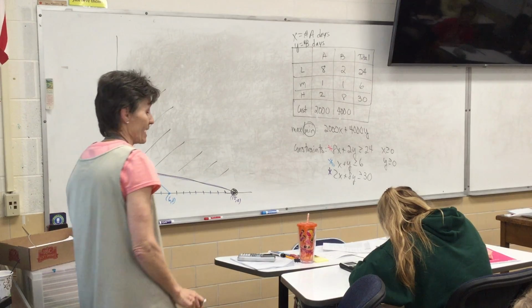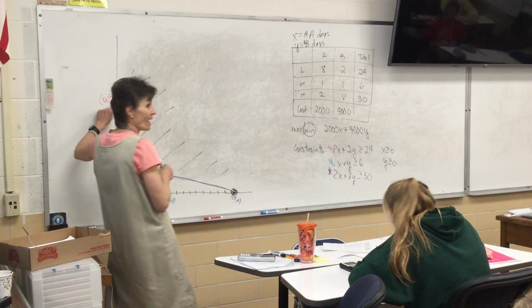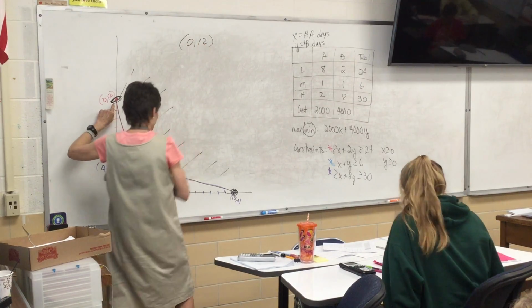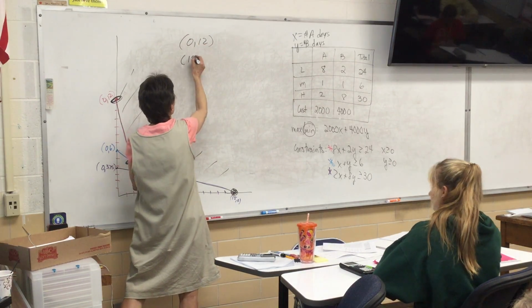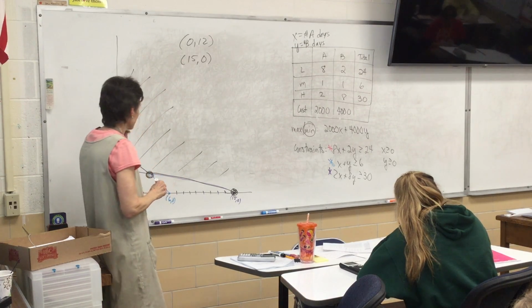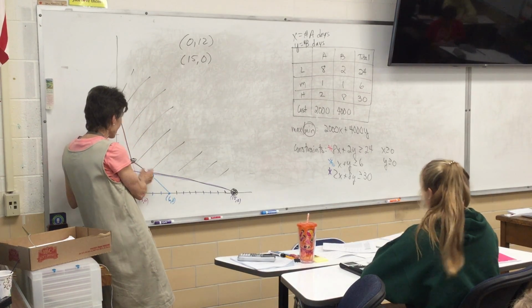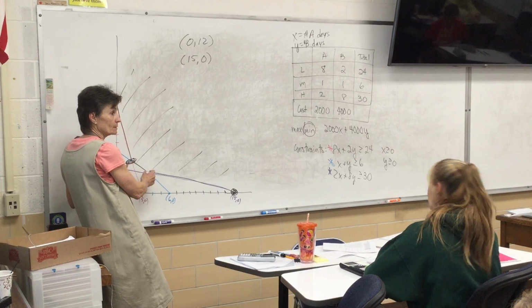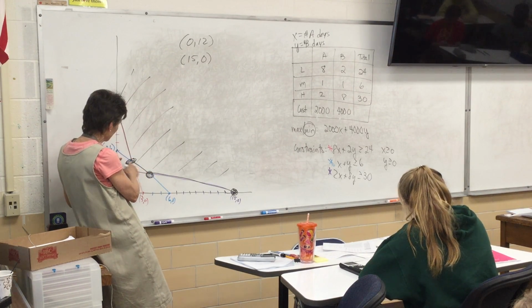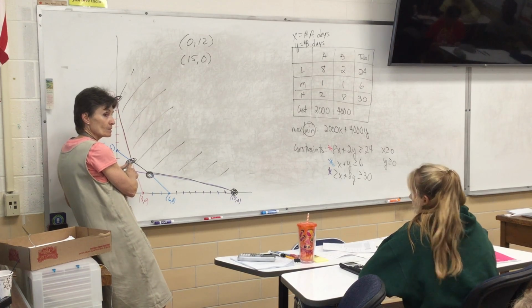And 2 of them are automatic. 0, 12 and 15, 0. The other 2 I'm going to have to work for. You remember? Let's focus on this one right here. This is where red and blue come together. So what do I do?